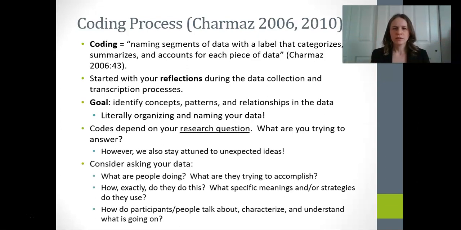So you can think about it too as asking your data questions. It's a piece of paper, but you're kind of trying to get information from it. So what are people doing? What are they trying to accomplish? How are they doing this? What meanings and strategies do they use? How do participants or people talk about, characterize, and understand what's going on?